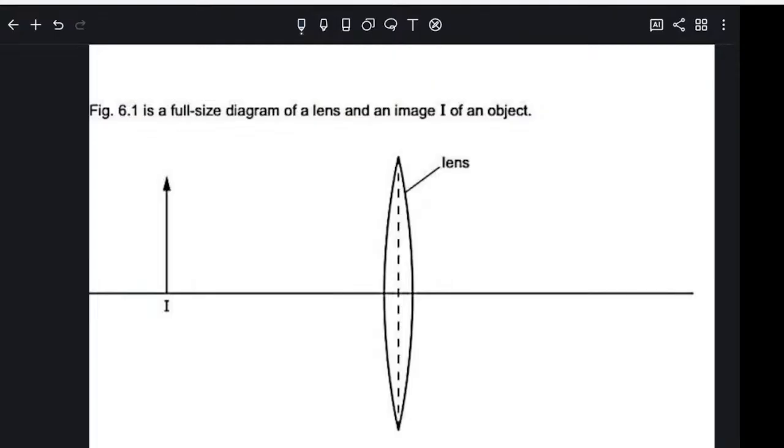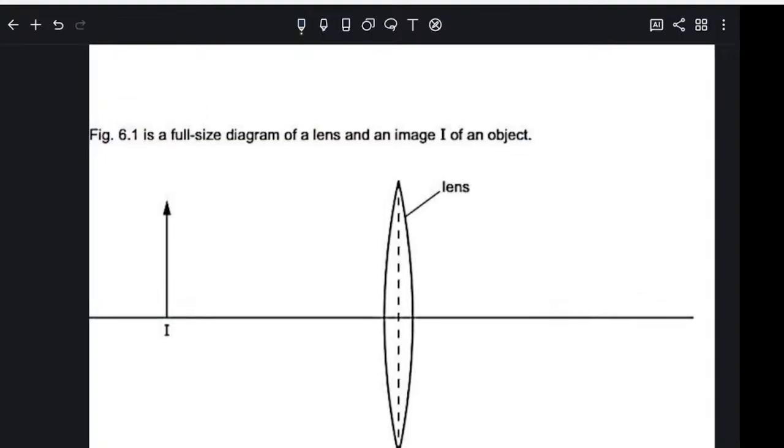Students? Hello? Yes. Pardon? No. Let's read the question.